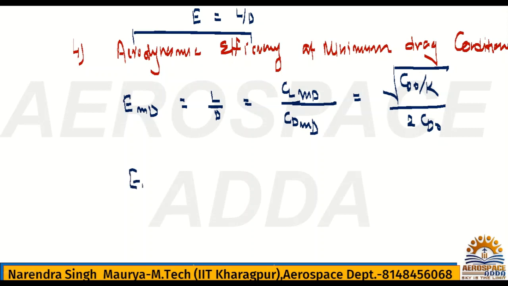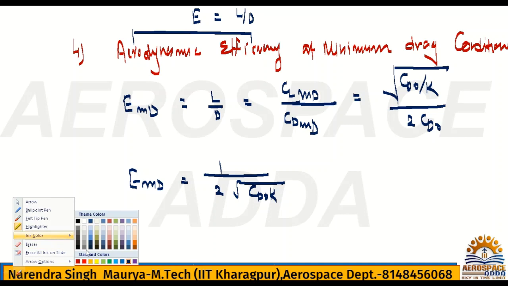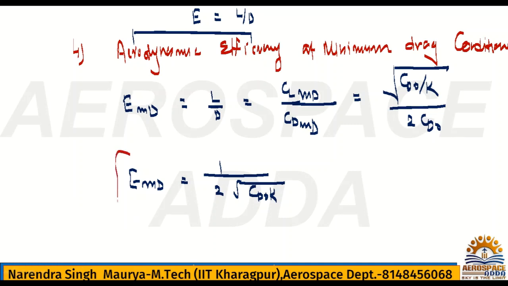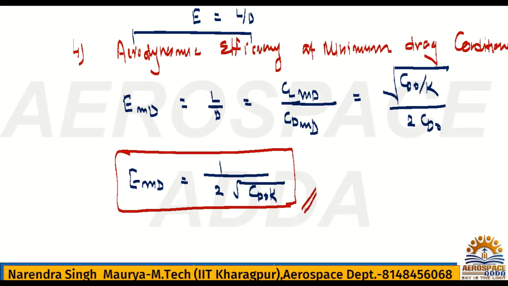So what is the EMD? You can check. You can write 1 upon 2 root CD naught K. Now, check this, you can do by your own also. So this is the final result.